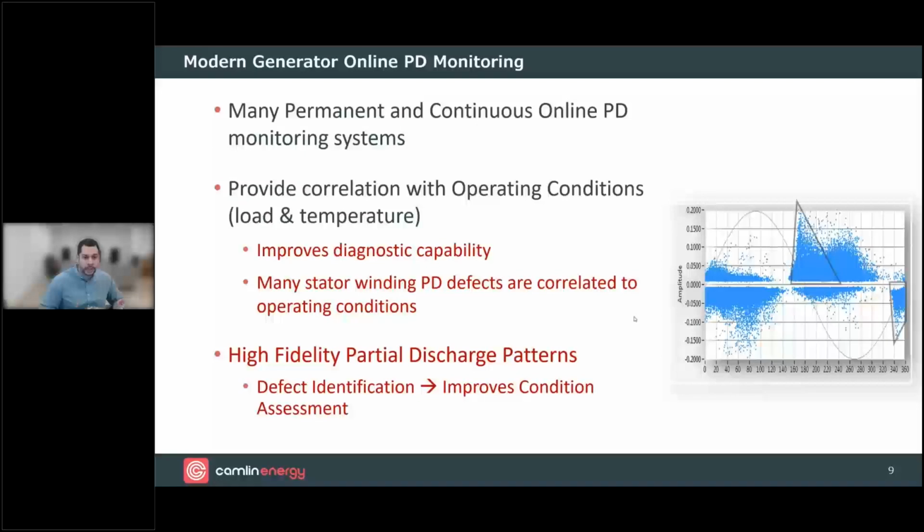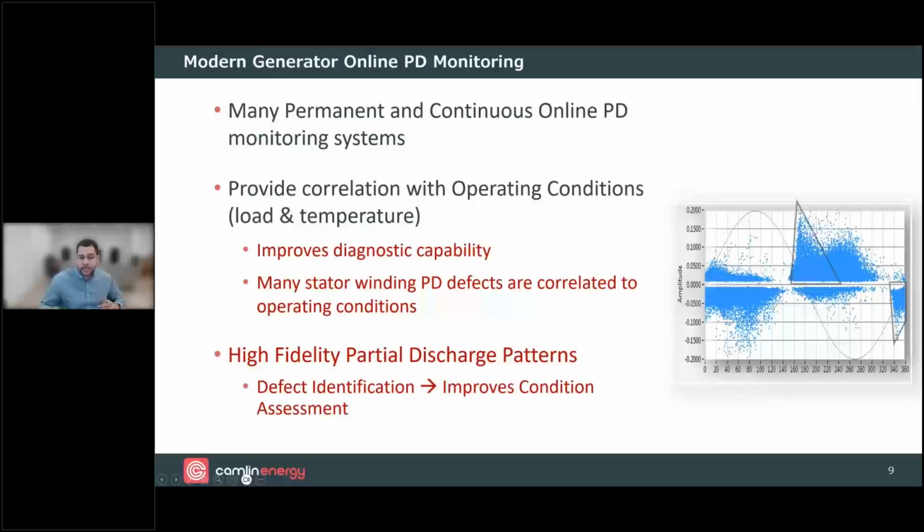Correlations, like I mentioned, for certain stator winding defects, they're well correlated to operating conditions, loading and temperature. And the other benefit is with modern systems and the removal of noise, we end up with high fidelity discharge patterns where we can clearly see defects. And in the example here, you can see the presence of two defects. The one here in the kind of triangular pattern with larger magnitude discharges on the negative half cycle and positive polarity is indicative of a slot discharge pattern. But there's also a pattern present here for positive polarity.